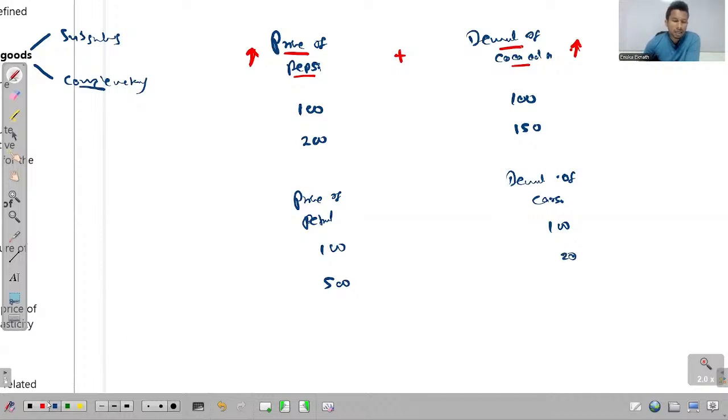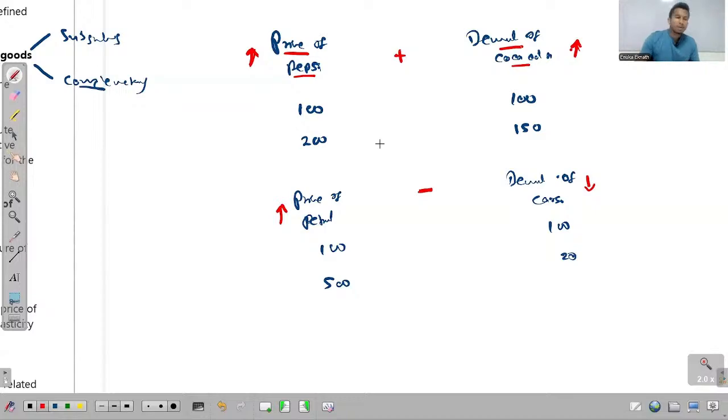So what's the sort of relationship that exists between the price of a complementary good and the demand for the considered good? The price got increased, and as a result, the demand for the considered good got decreased. So we have a negative relationship between the two variables this time. So if it's for substitutes, then we will have a positive relationship, and for complementary goods, we have a negative relationship.